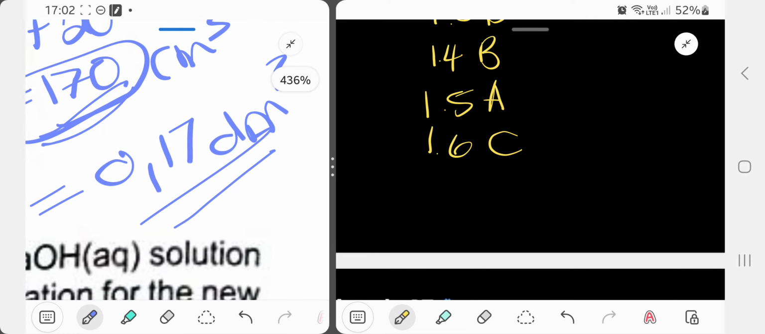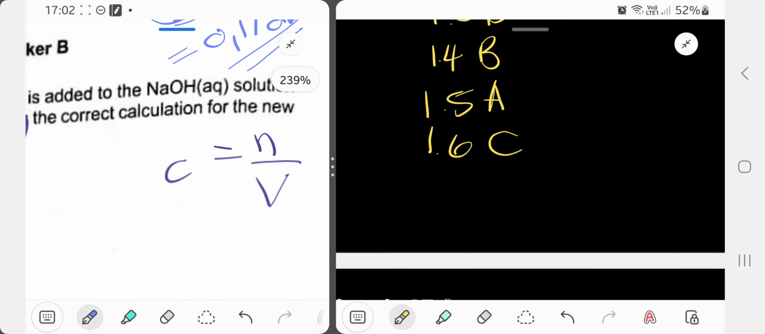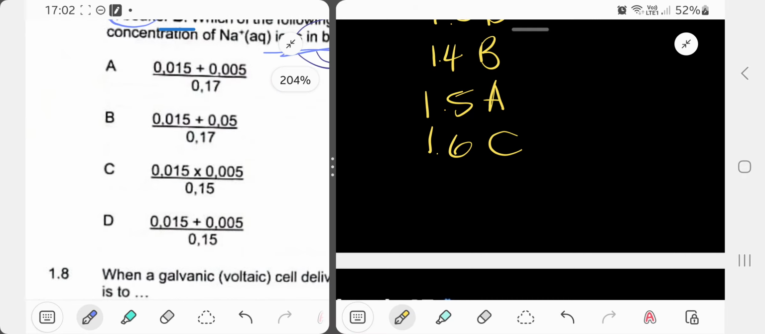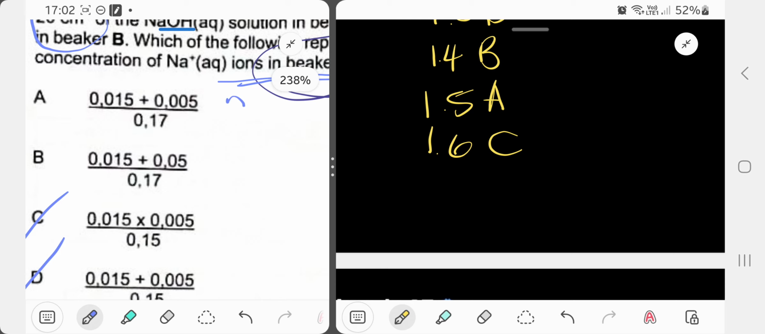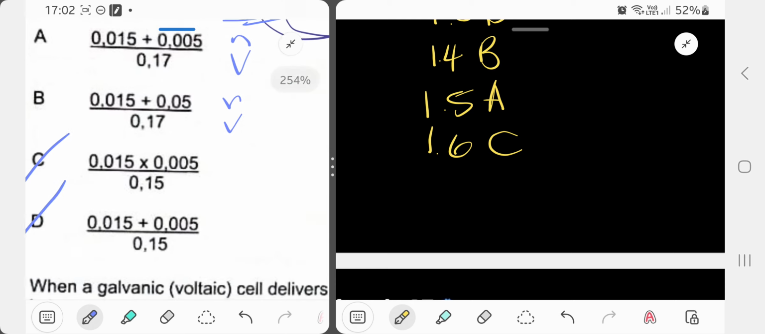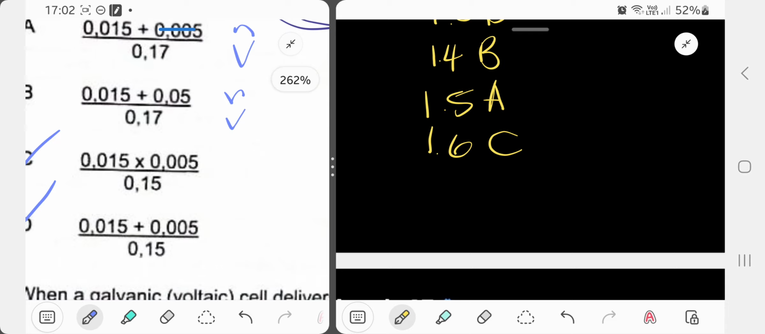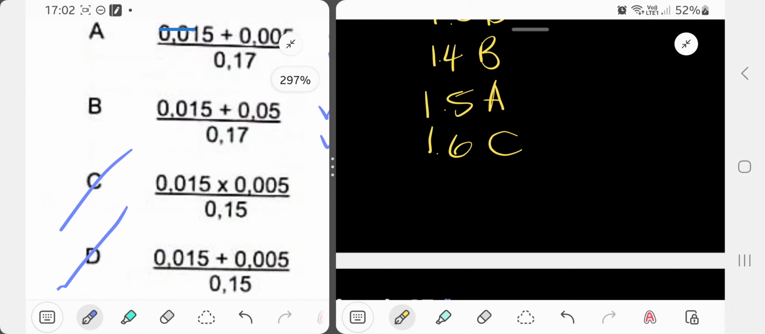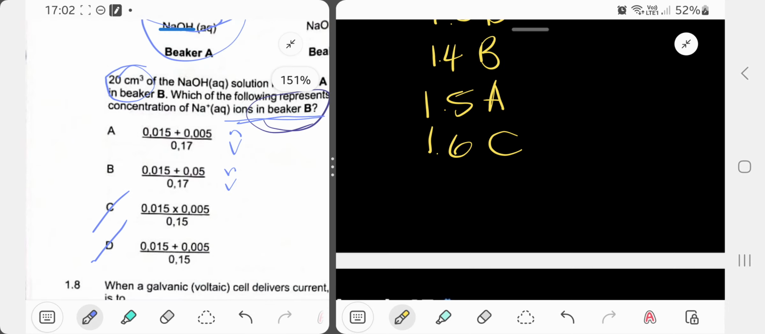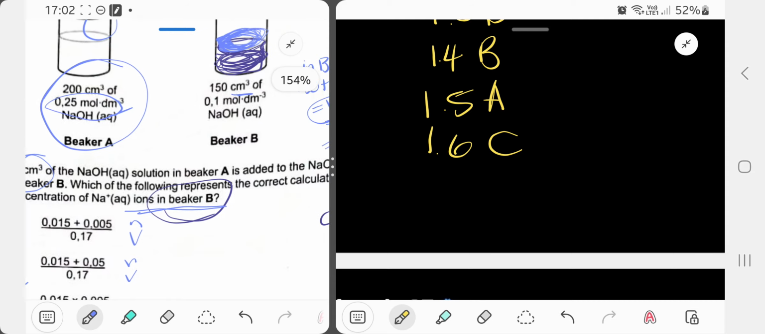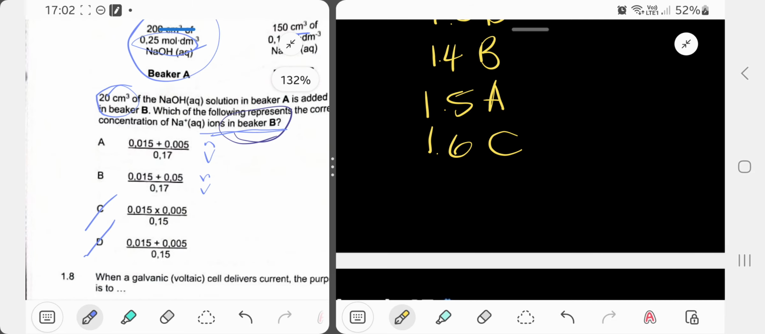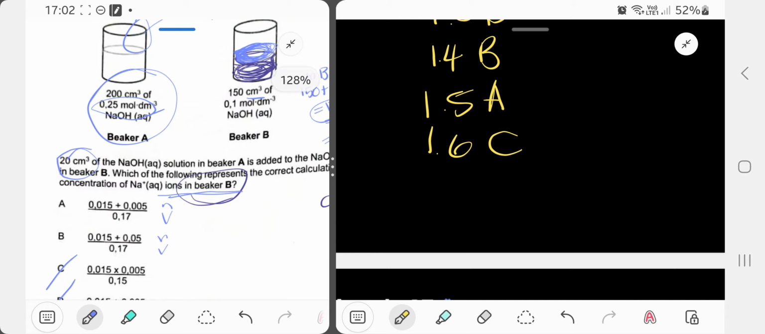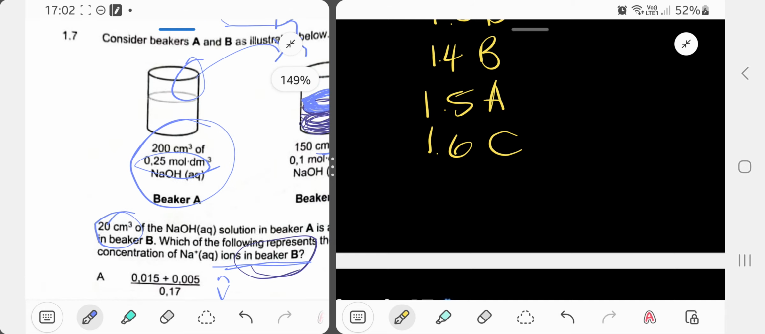So if we're to calculate anything, this is our volume. Without even going further, we can see that this option and this option are cancelled out, because we know that concentration is number of moles over volume. So these ones with 0.15 at the bottom, we can't even be looking at them, because we are looking at what is in beaker B after that was poured in. So we already have like a 50% chance of getting our answer. Okay, now let's move on.